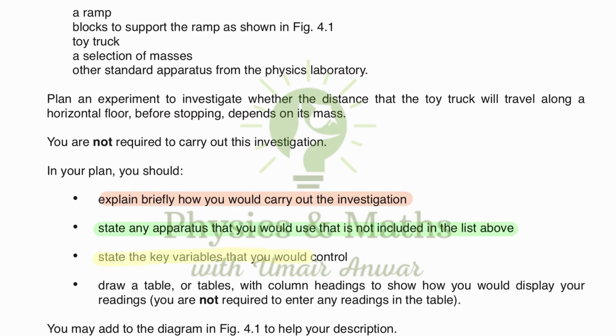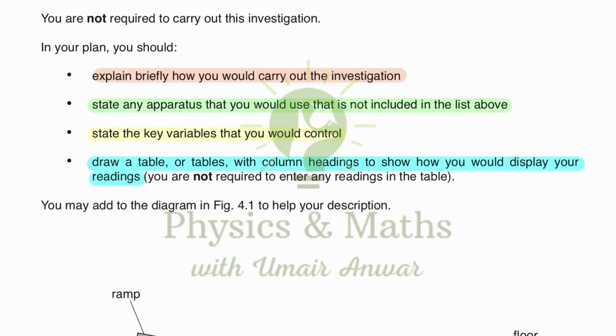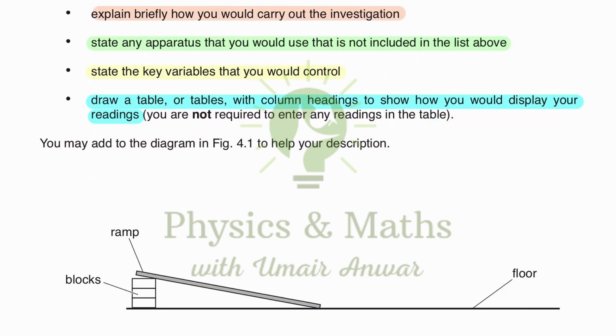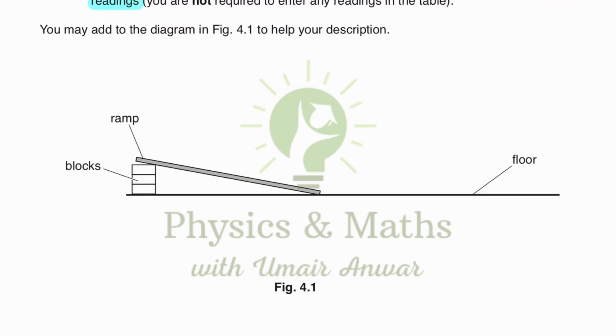State the key variables that you would control. This is the third thing. And the last thing is draw a table or tables with column headings to show how you would display your readings. You are not required to enter any readings in the table. So we are going to do these 4 things to complete the answer for this question. You may add to the diagram in figure 4.1 to help your description.